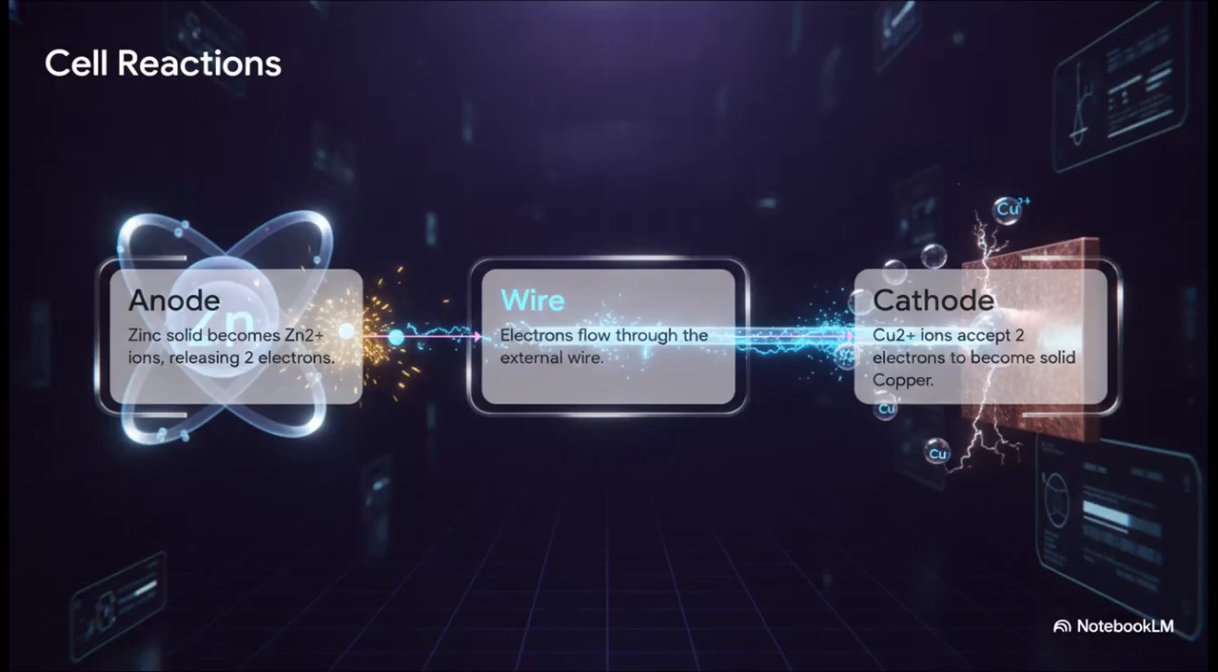Step by step, we can watch this whole cinematic reaction unfold. First up, at the zinc anode, we get oxidation. The solid zinc atoms shed 2 electrons to become zinc ions, and they just dissolve right into the solution. Next, those released electrons, you can see them glowing electric blue right there, surge through the external wire. Finally, over at the copper cathode, reduction happens. The copper ions in the solution actually grab onto those 2 electrons and deposit themselves as solid copper right on the electrode. So oxidation at the anode, reduction at the cathode.